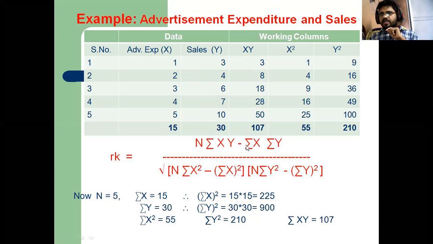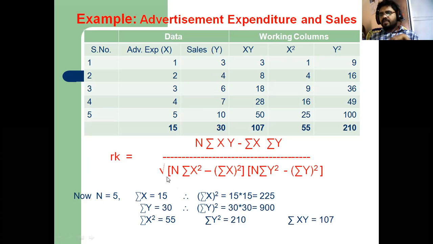Then sum of x. You have to add all the x values: 1 plus 2, 3; 3 plus 3, 6; 6 plus 4, 10; 10 plus 5, 15. Sum of x is equal to 15. Then sum of y. We add all the y values: 3 plus 4, 7; 7 plus 6, 13; 13 plus 7, 20; 20 plus 10, 30. Sum of y is equal to 30.